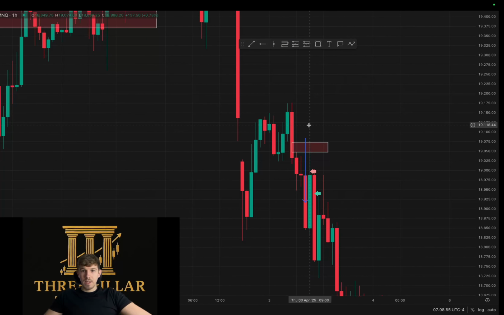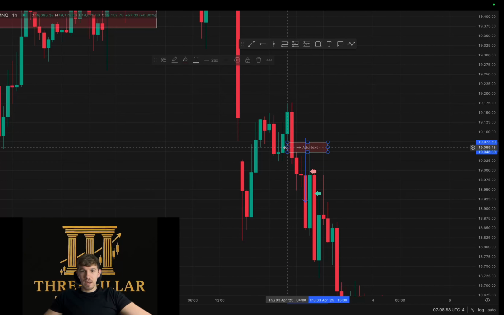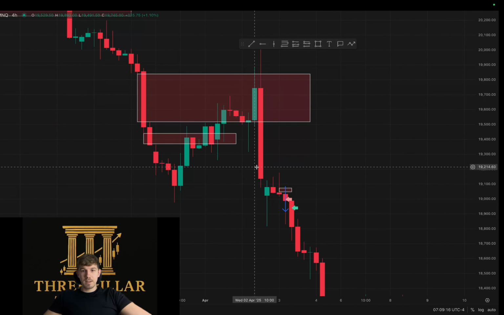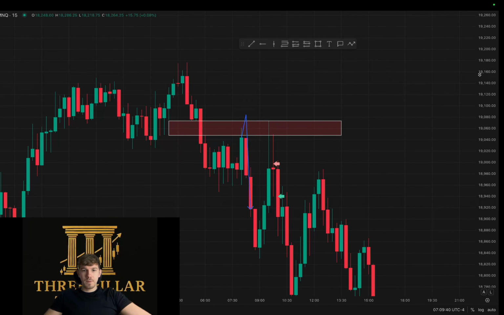So here on the 1 hour you can see that we've tapped into this 1 hour fair value gap. On the 4 hour, we've previously tapped into this 4 hour fair value gap, and we have started to react from the fair value gap, continuing in its direction. On the 15 minute, we've also tapped back into this fair value gap, and then we're intending to continue with the trend of where price is most likely to go.